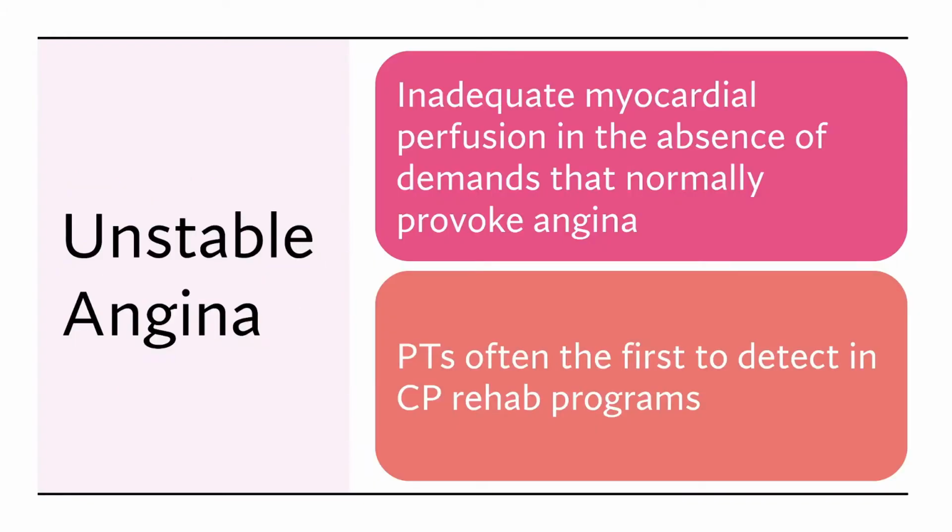So unstable angina first. It's chest pain without the predictable exertion triggers. So it's inadequate myocardial perfusion, just like stable angina, but it's in the absence of the demands that would normally provoke angina. There's a good chance, if you're working in a cardiopulmonary rehab, that you will be the person to detect this, because you might be working with someone who already has stable angina, and then all of a sudden it becomes unstable, meaning they're having pain at a lower level than usual, or maybe they're just at rest.